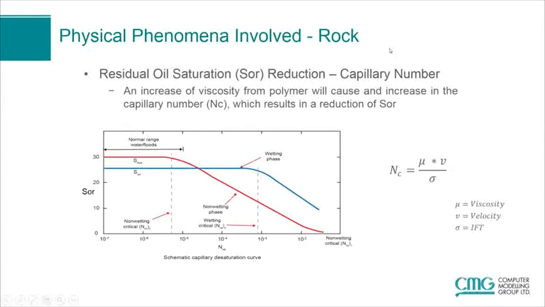Now, another phenomenon involved is the residual oil saturation reduction. This plot is showing your typical desaturation curve, where the log of the capillary number is on the x-axis and the residual oil saturation, the SOR, is on the y-axis. Now, the capillary number is given by this equation here, viscosity times velocity over interfacial tension. So as you increase the water viscosity with polymer, you move down this curve somewhat.